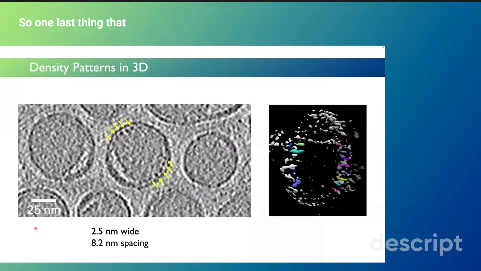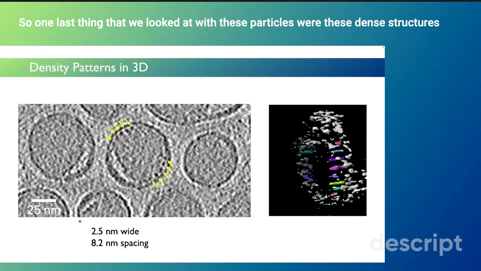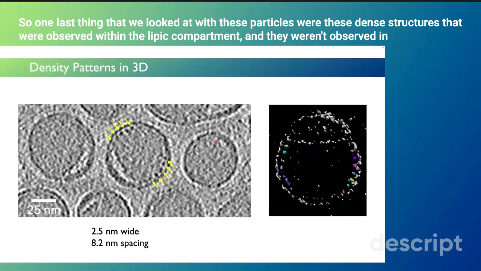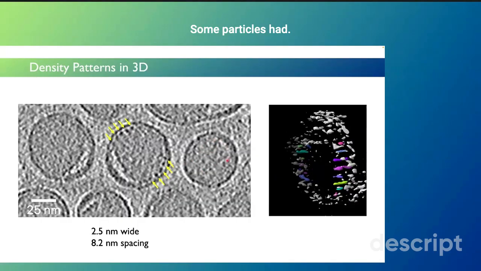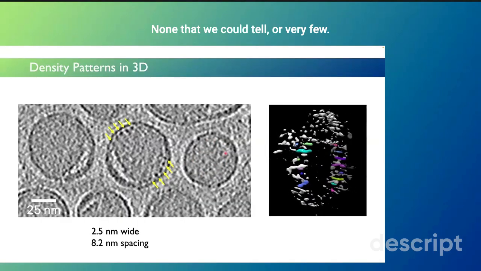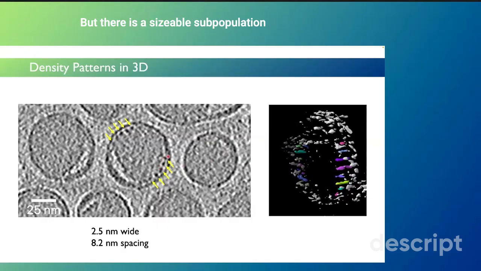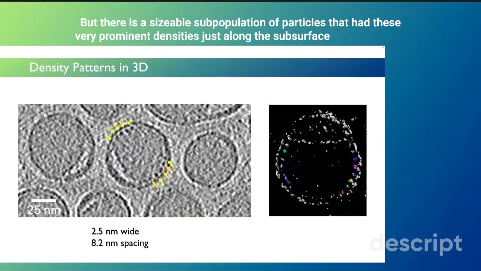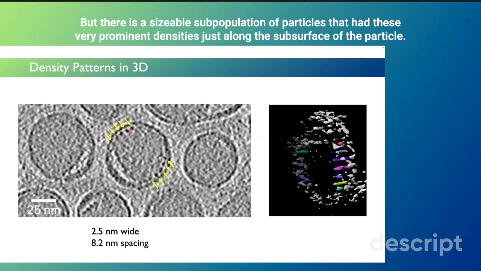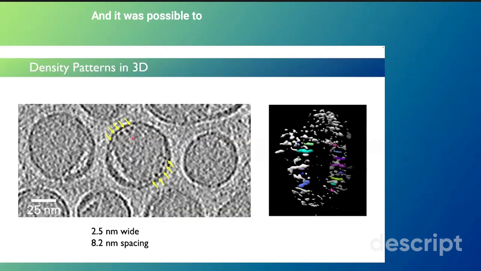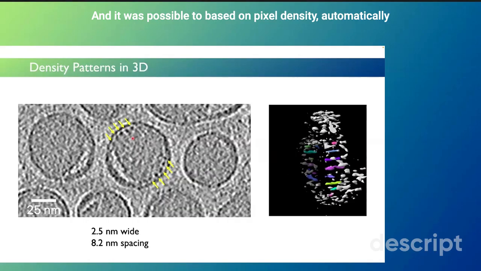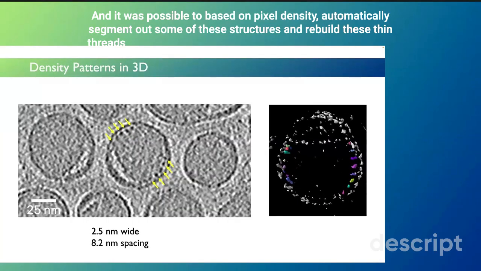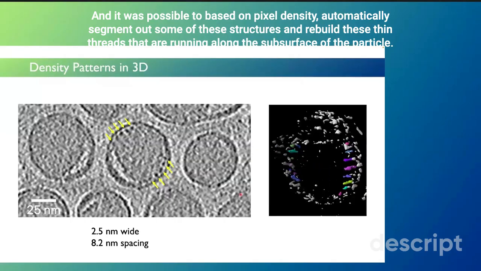So one last thing that we looked at with these particles were these dense structures that were observed within the lipid compartment. And they weren't observed in every particle. Some particles had none that we could tell, or very few. But there was a sizable subpopulation of particles that had these very prominent densities just along the subsurface of the particle. And it was possible to, based on pixel density, automatically segment out some of these structures and reveal these thin threads that are running along the subsurface of the particle.